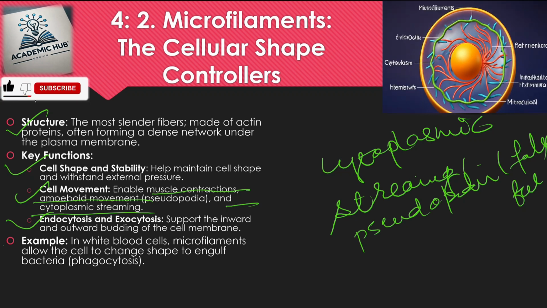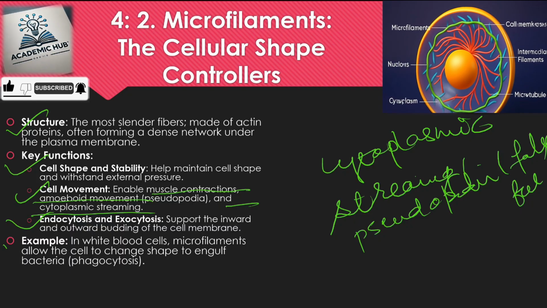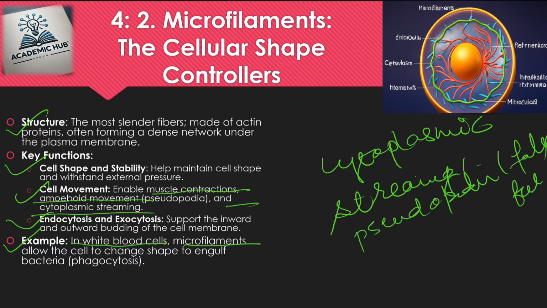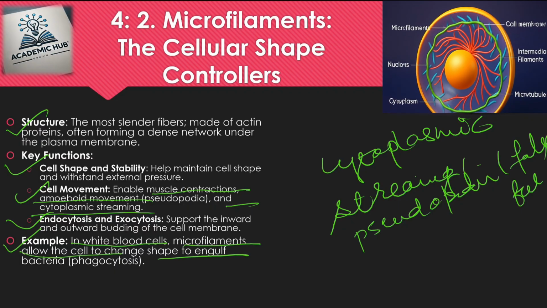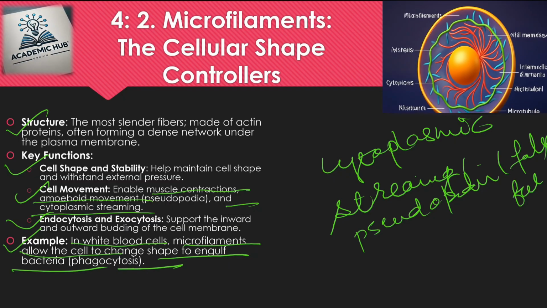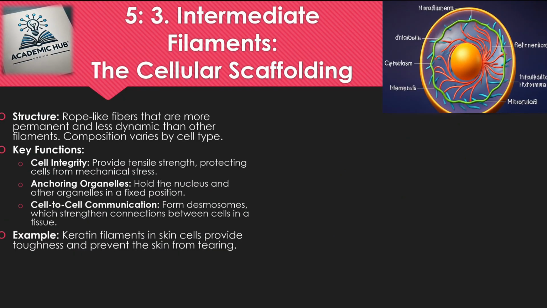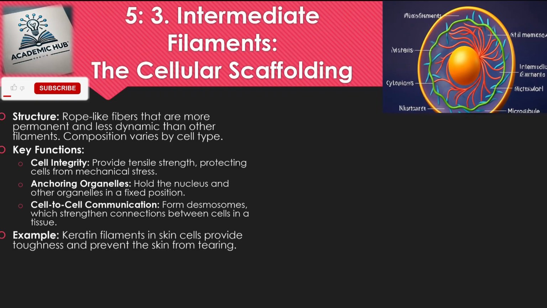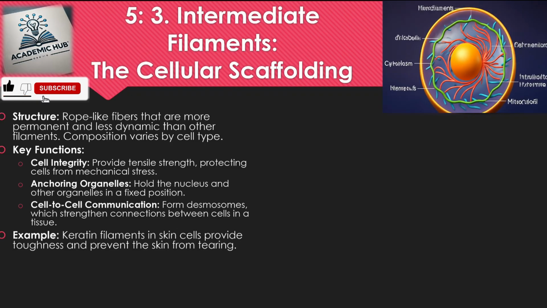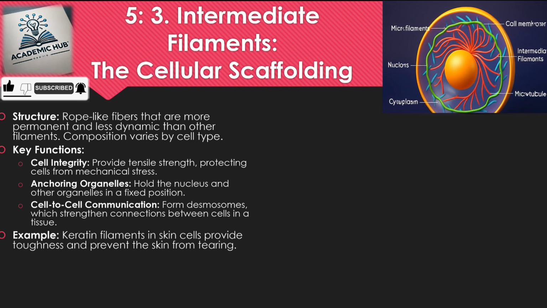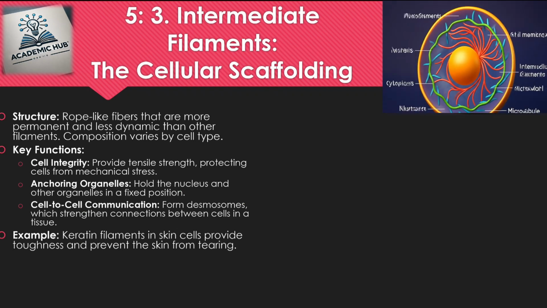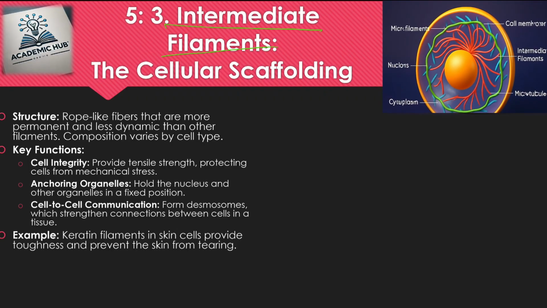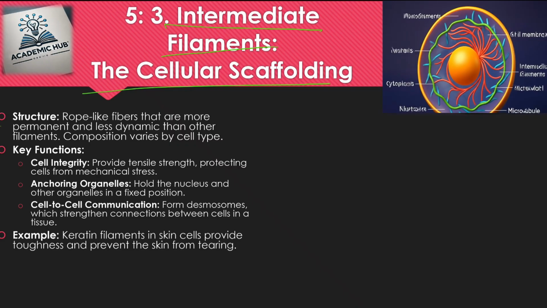Now we will take an example of how microfilaments work. In WBCs, white blood cells, microfilaments allow the cells to change shape to engulf bacteria, which is phagocytosis, to protect the immune system. The cell changes its shape according to the pathogen, kills it, and stays healthy. Now next is the intermediate filament, the cellular scaffolding structure.